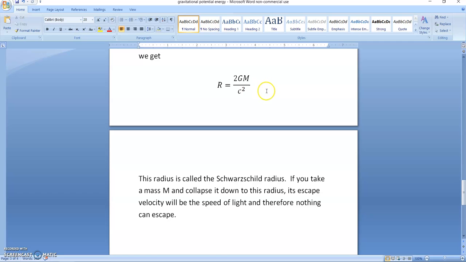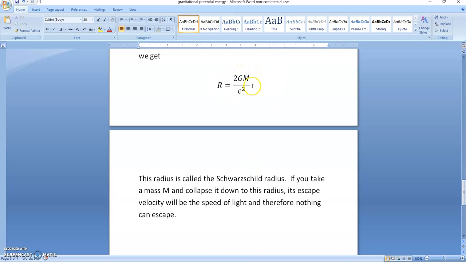You do it for the Earth. I think you use something like 8 millimeters. So if you took the entire mass of the Earth and crushed it down so that it was only 8 millimeters in radius, the escape velocity would be greater than the speed of light, and the Earth would be a little mini black hole. And by the way, this is how you spell Schwarzschild, which is German, so they spell things weird.